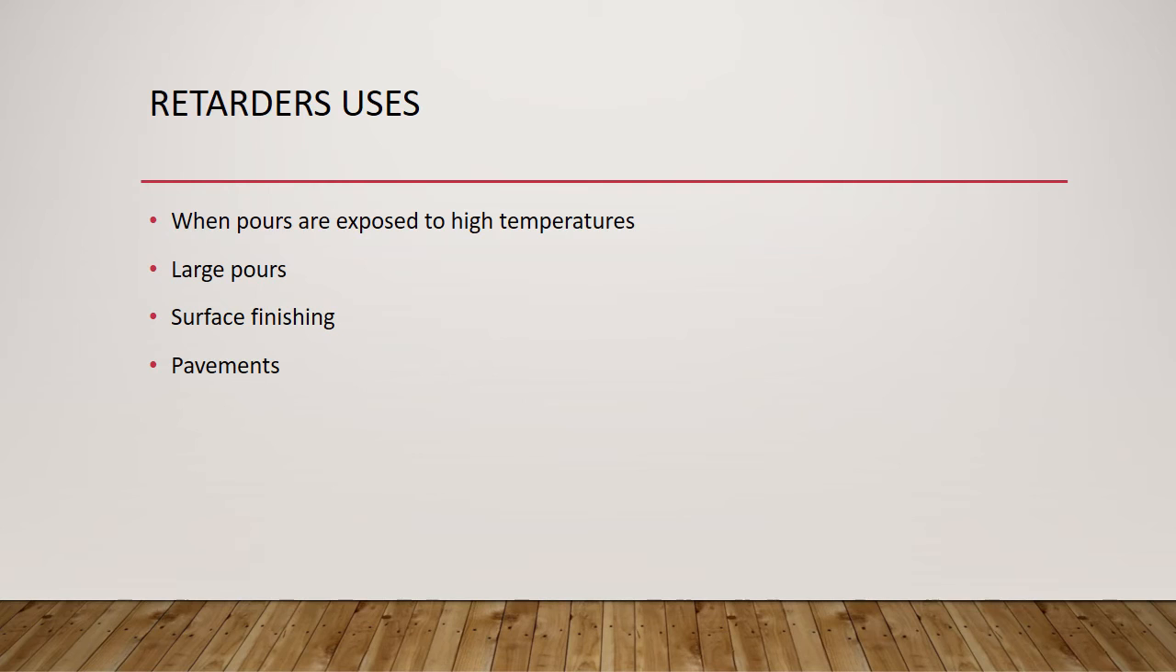Set time retarders are used in several scenarios. When pouring at high temperatures, retarders must be used so that the cement paste does not harden en route to site or before finishing work is done. Retarders are also used in large pours and in pavement to avoid cold joints. Cold joints are when part of the cement hardens before you finish all the pours.